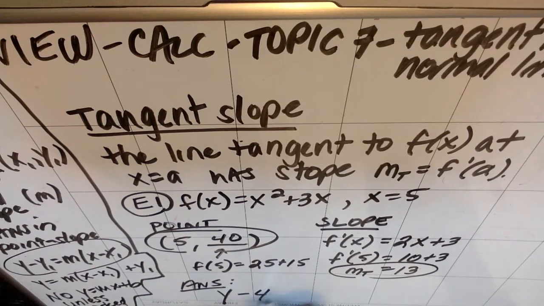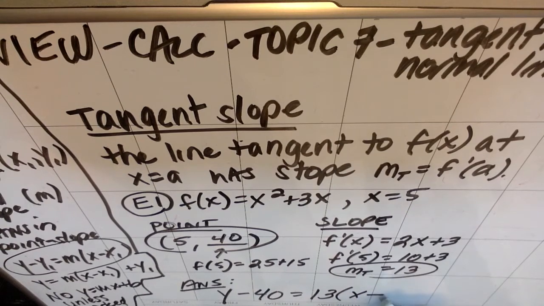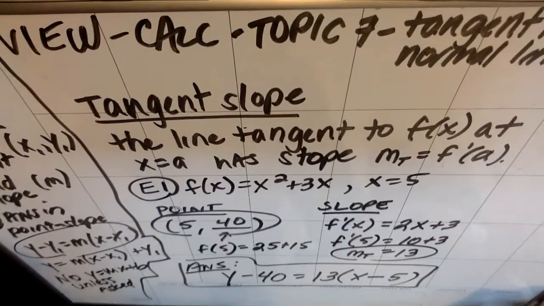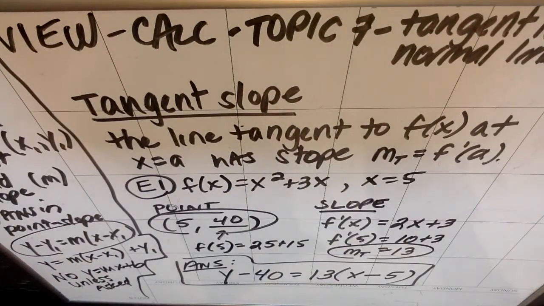y minus the y value, so y minus 40 equals my m, 13, times x minus the x value, which would be the 5. If you want to add the 40 to the other side, outside of the parentheses, you can, but that's a perfectly acceptable, totally great answer, and you should just leave it as y minus 40 equals 13 times the quantity x minus 5. There's no incentive to clean that up at all, okay?